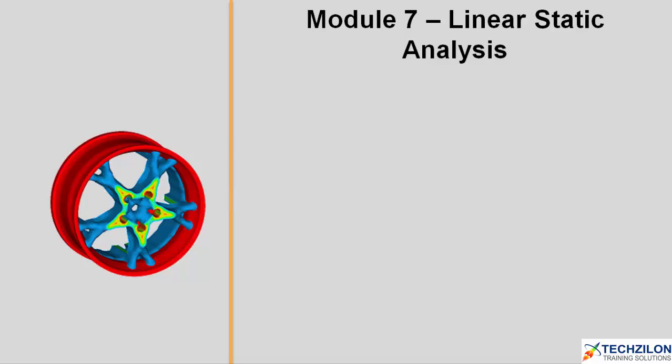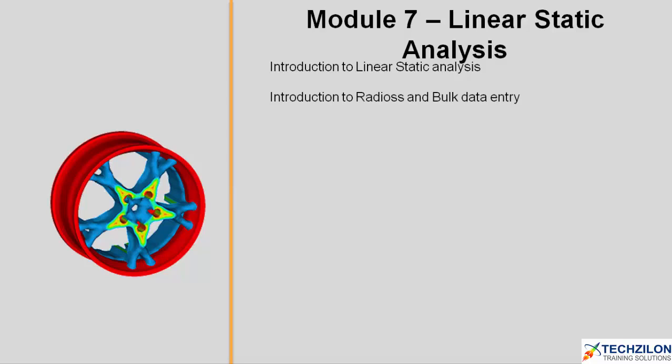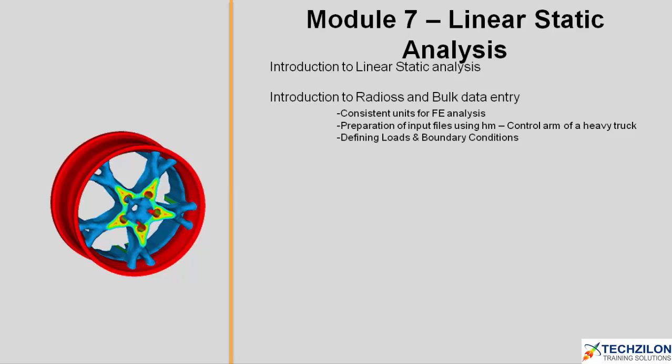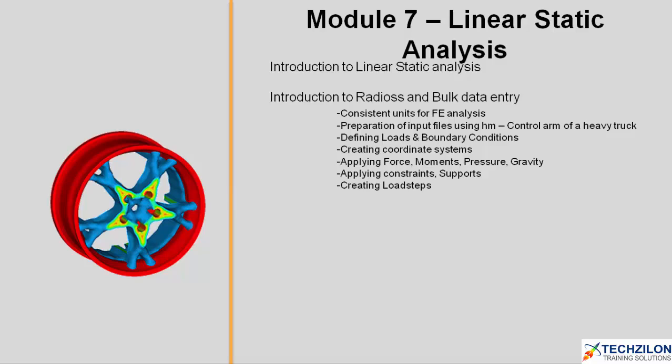In Module 7, we will be learning about linear static analysis. We will first be introduced to linear static analysis and then introduced to RADIOSS and bulk data entry. Under this, you will learn consistent units for FE analysis, preparation of input files using HM, control arm of a heavy truck, define loads and boundary conditions, creating a coordinate system, applying force, moments, pressure, and gravity, applying constraints, supports, creating load steps, requesting outputs, exporting solver decks.